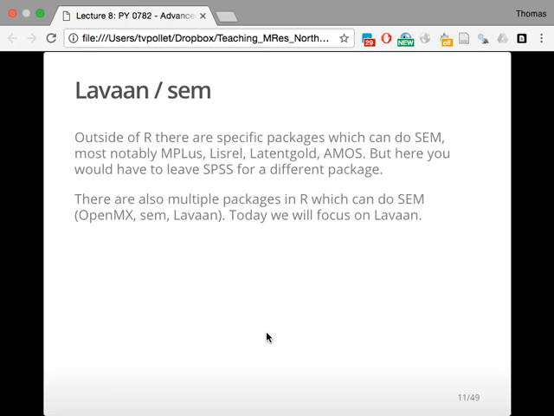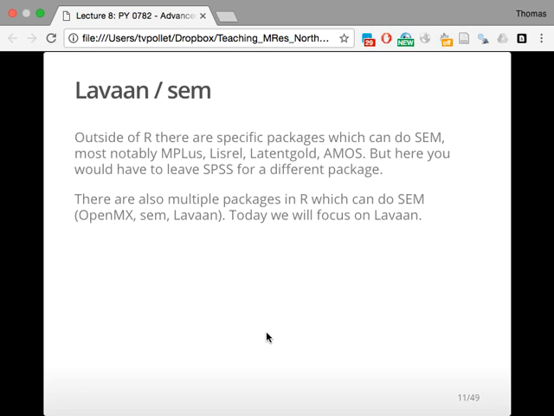SPSS has AMOS, which is an extension package that allows you to draw these types of models, but you wouldn't be able to do any of this in SPSS itself. SAS can do some of it, but for SAS we'd also have to write code and structures like that. So there are many different packages which will do it, but again, R is free, open-ended, and if things don't work, you can change it if you want to.